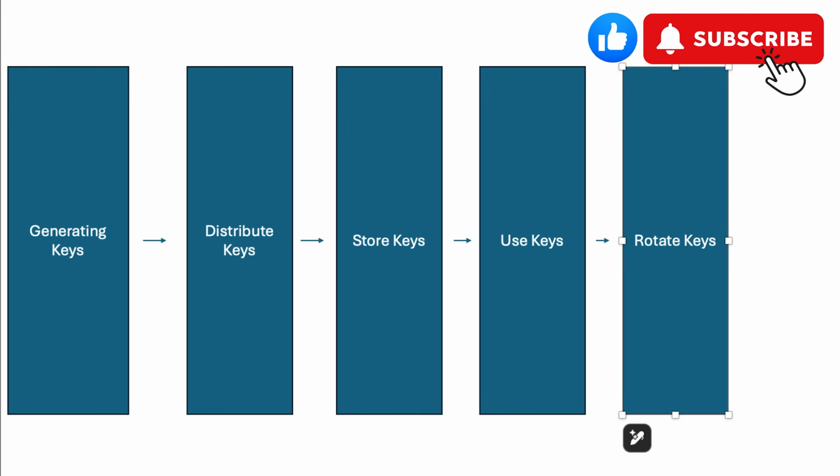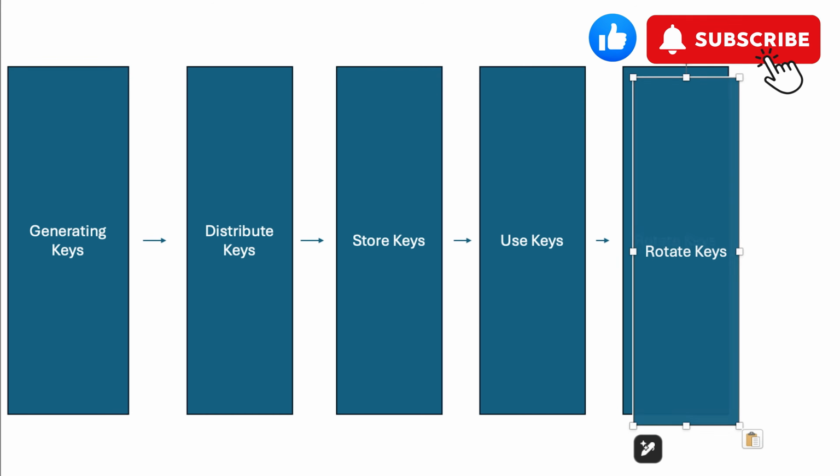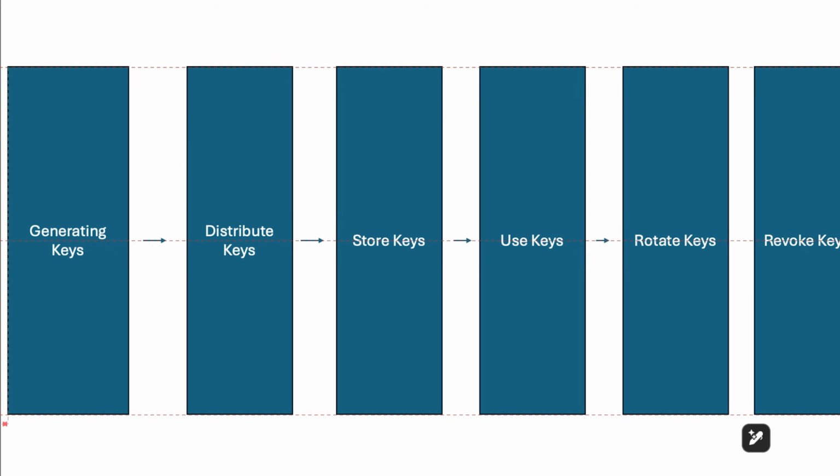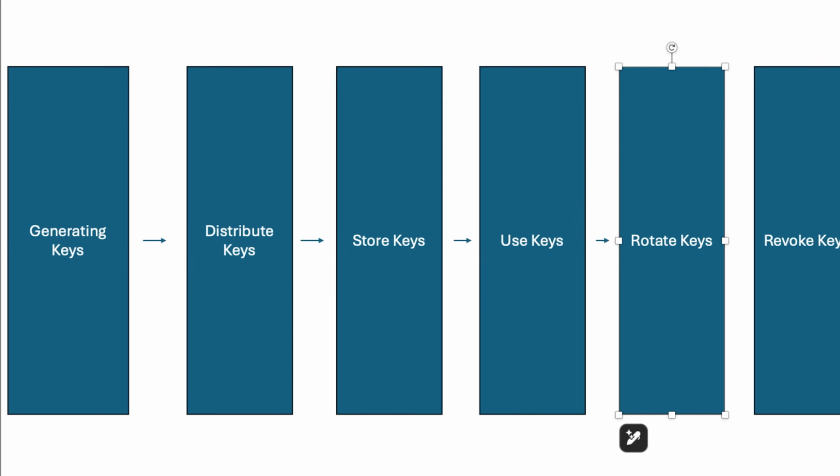And then at some point, we may need to revoke keys. So let's say over here, we've got a user that's no longer part of our organization anymore. Or we have a user that's misbehaving. We want to take those keys away so they can no longer be used. And that's typically the life cycle that we have of key management. We generate our keys, we distribute the keys, we store them, we use them, we rotate them around, and then we revoke them.